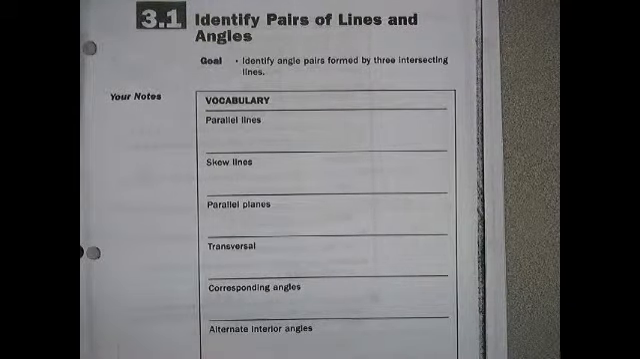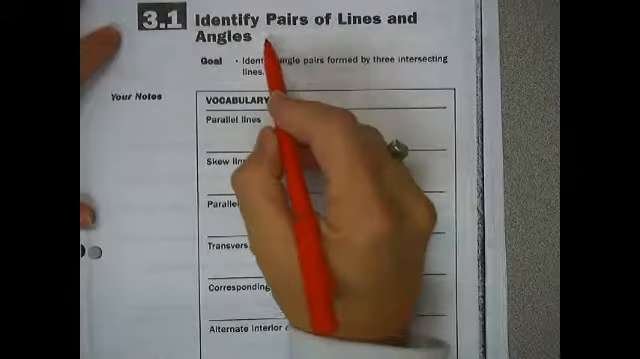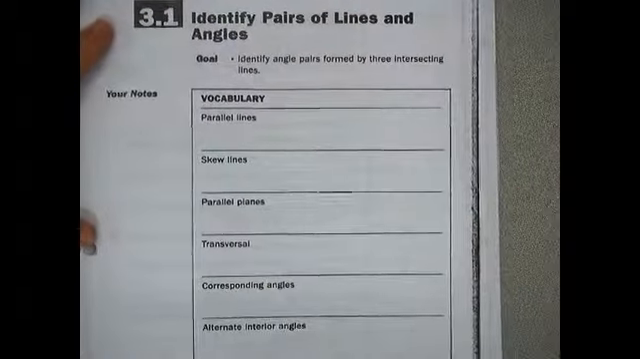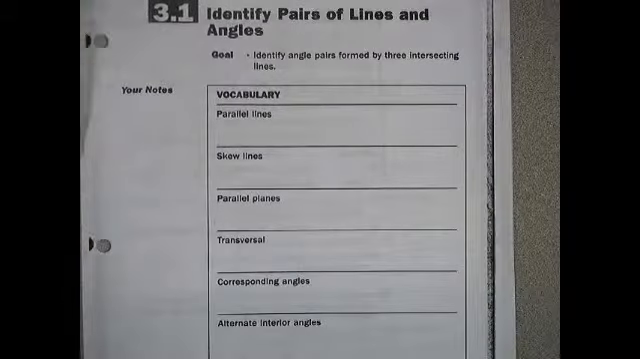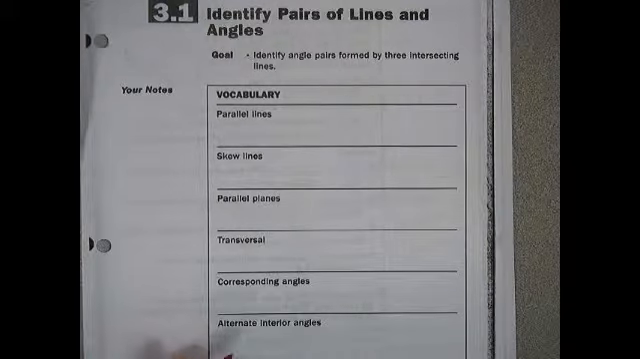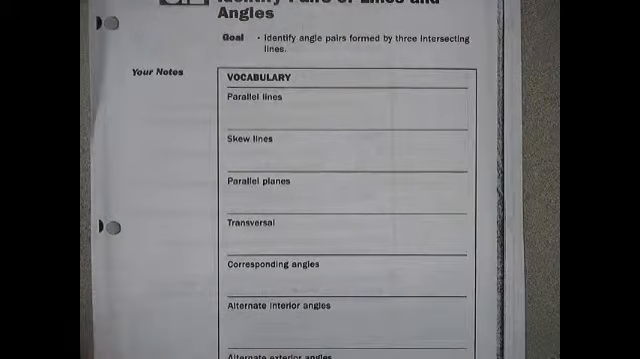Real quickly, we're going to do 3-1 video, identifying pairs of lines and angles. And I'm going to try to put anything on the video that is in the textbook so that you don't have to take your textbook home. So first of all, we're going to start out just doing some vocabulary.